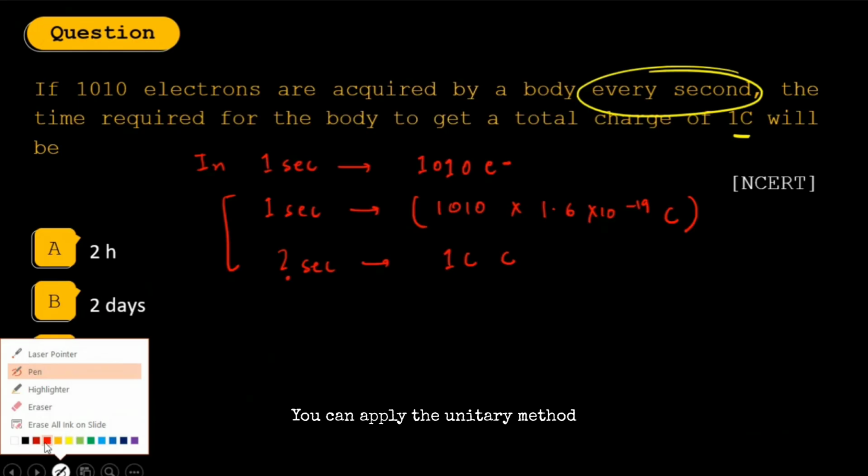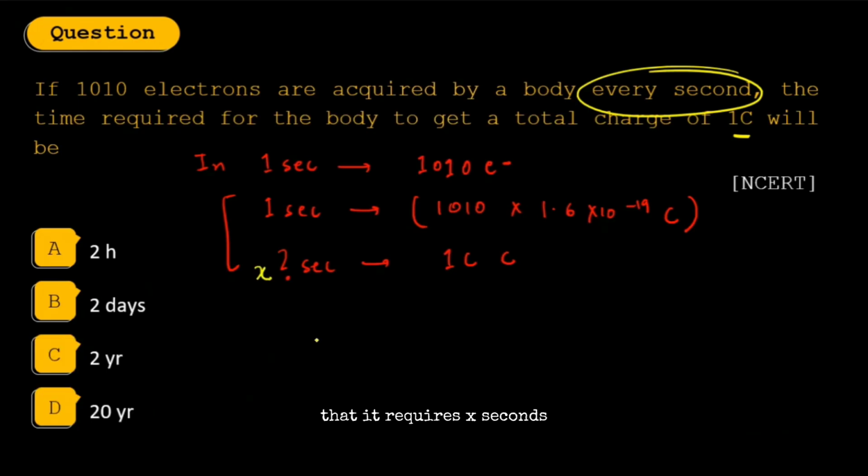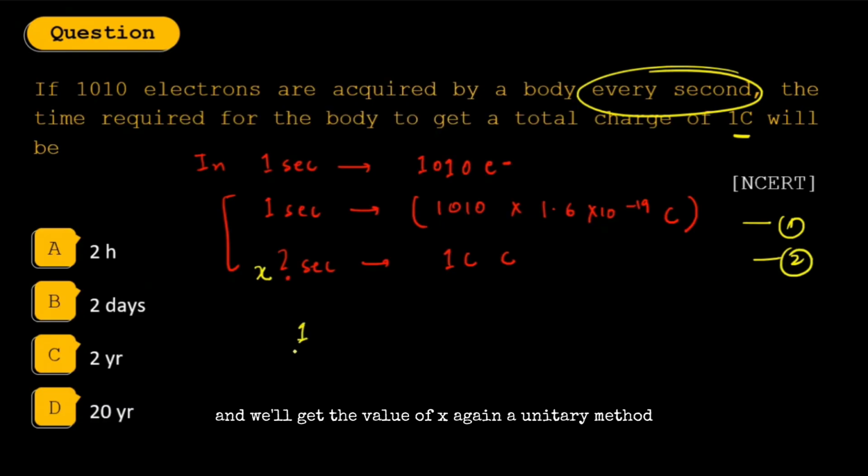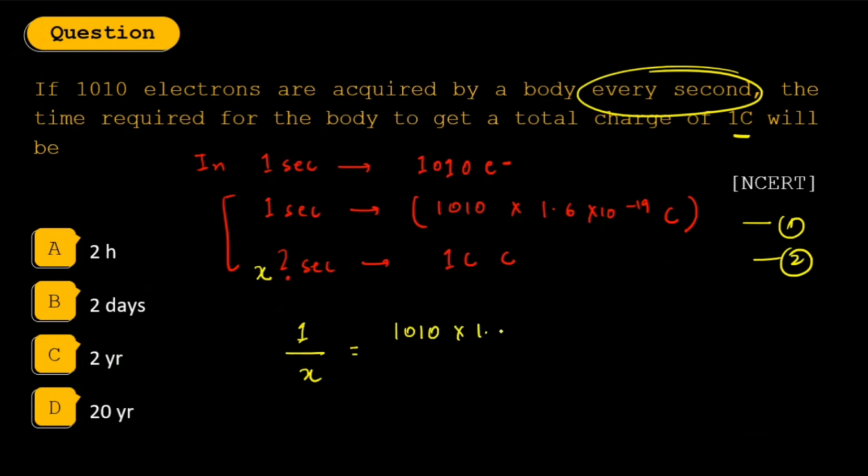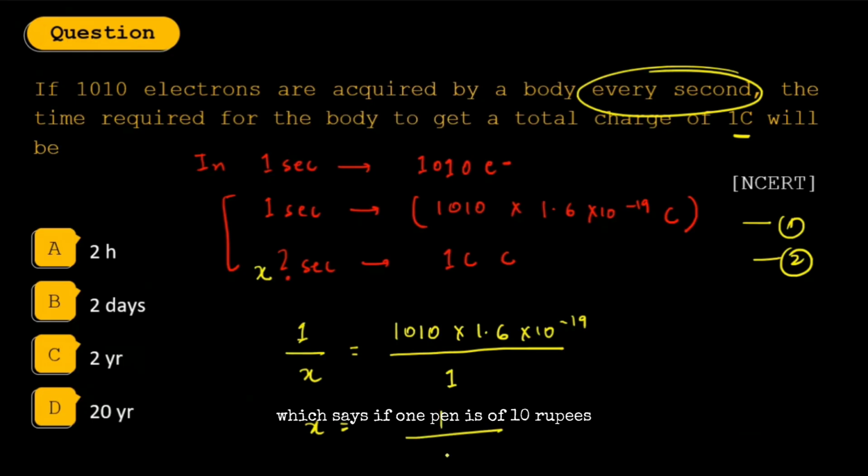You can apply the unitary method. I'll be considering that it requires x seconds. So we'll divide both the equations and we'll get the value of x. Again, a unitary method, or you can say it's ratios which you use to solve such questions. Always think analytically instead of thinking from the formula perspective. We are not supposed to apply any formula sometimes. We just need to use common sense to answer the question. It's quite similar to answering a question which says if one pen is 10 rupees, or you can say $1, how many dollars will let us buy 100 pens?